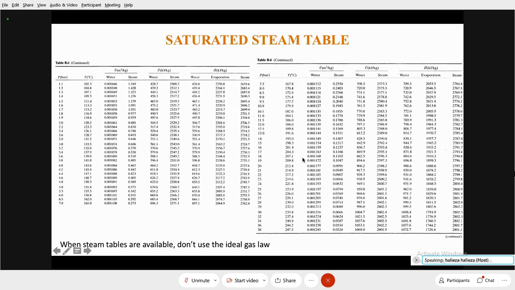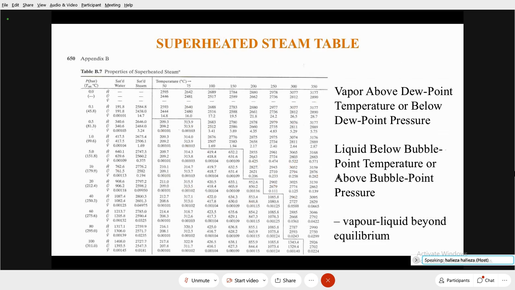So when you have the steam table, do not use the ideal gas law. This is superheated steam. Now have a look at the table for superheated steam. There's a line there. Anything below that line is liquid. Anything above that line is vapor.